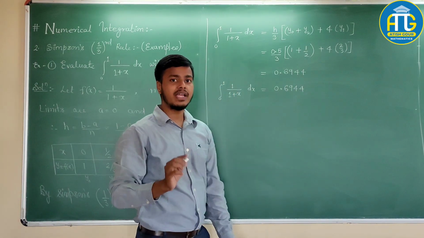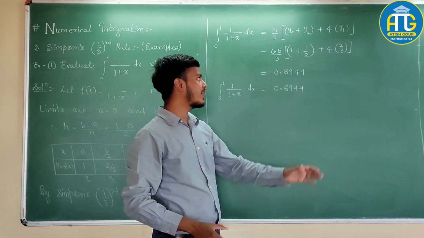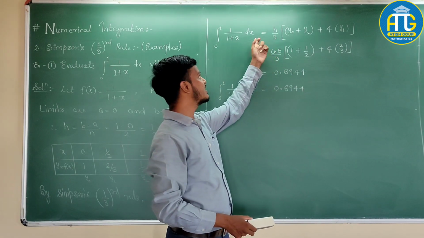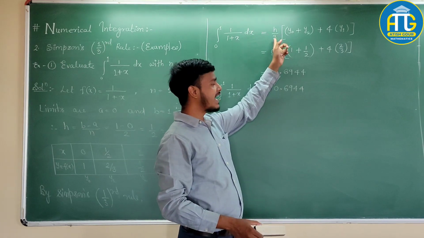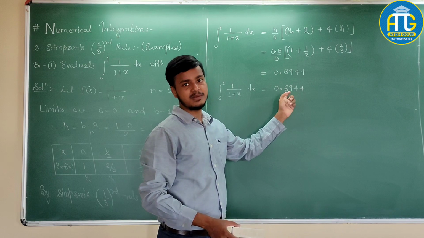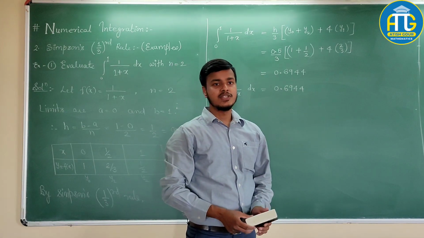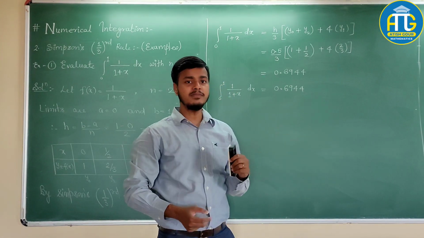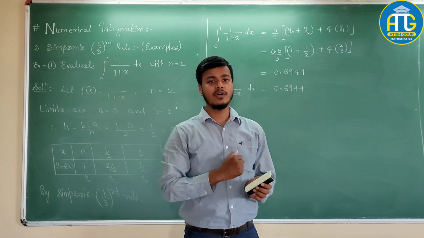One remark I would like to make: we are very habituated to writing h by 2, but here in Simpson's 1/3 rule, it is h by 3. So take care of this, otherwise the answer may be wrong. We are done with the very first problem. Now let us take one more problem on the same topic.